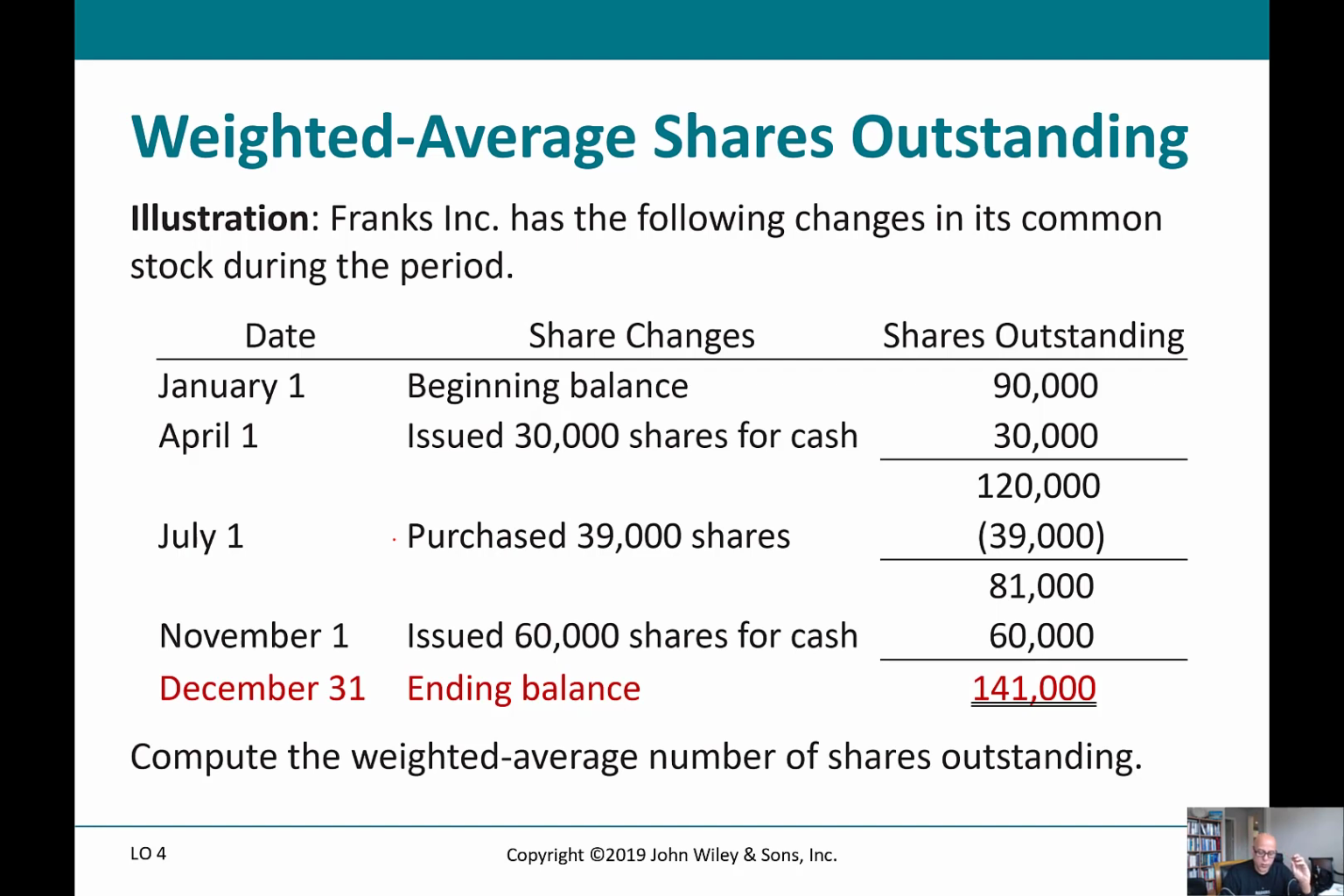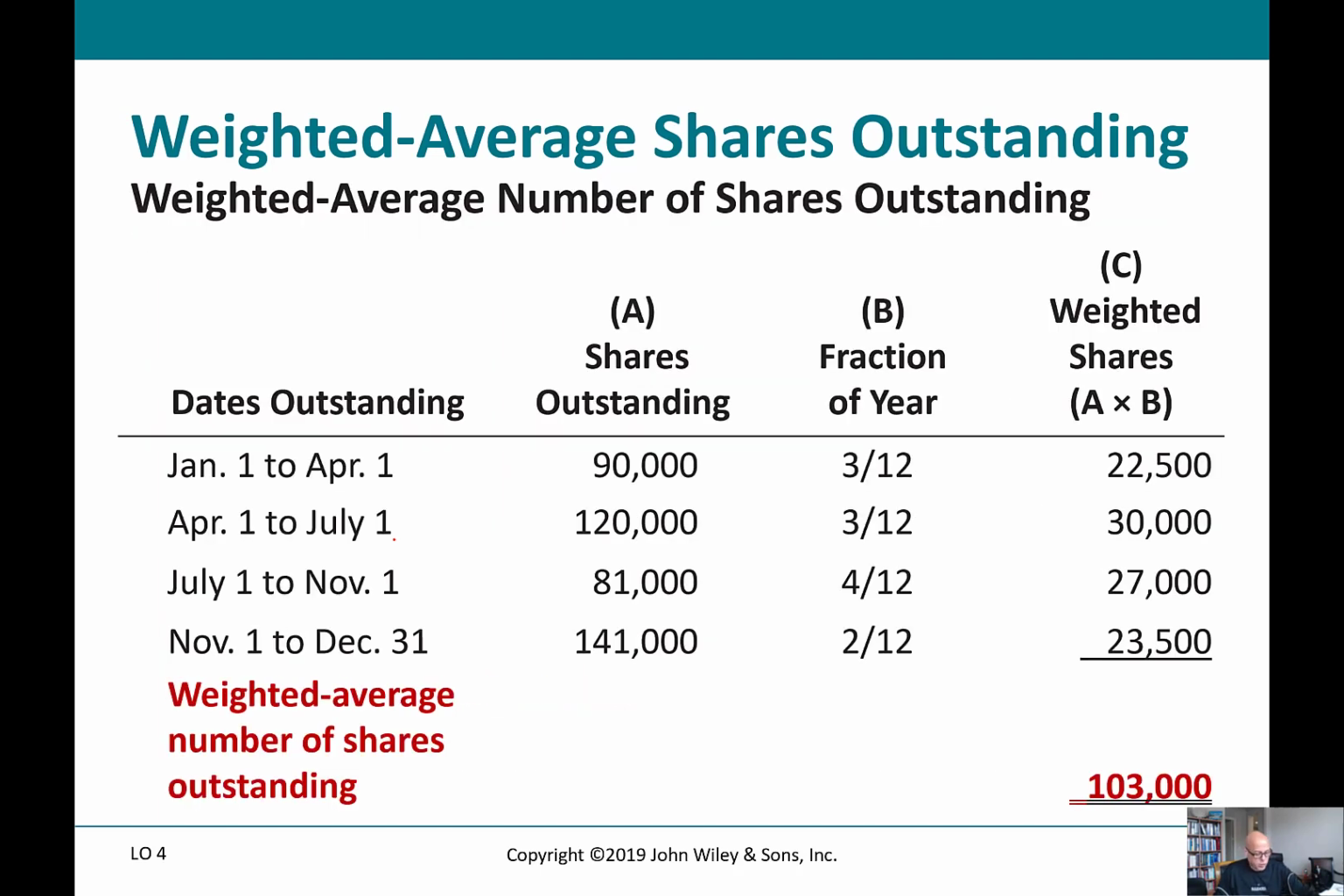We issued 30,000 shares on April 1st. Then we purchased out of treasury stock 39,000 shares. Okay, then we issued 60,000 more shares, and then we have the ending balance at December 31st. So what we need to do here is figure out, well, what is the weighted average? And it's pretty straightforward in an example like this, where there is no issuance of stock dividend or stock splits. So this example didn't have any of that. So you can see, pretty straightforward.